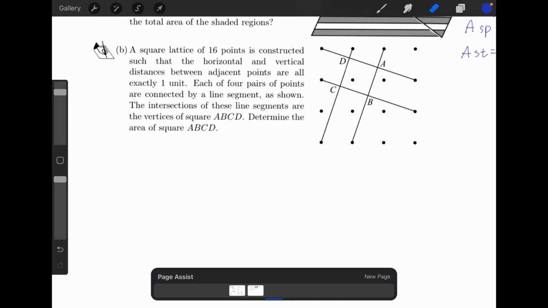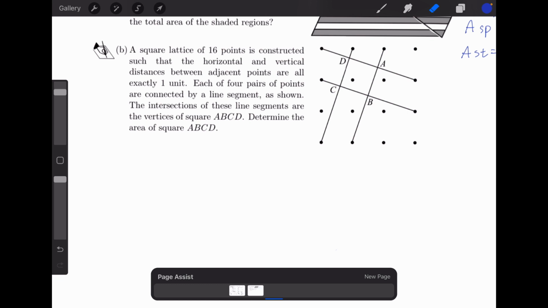Now let's take a look at part B. A square lattice of 16 points is constructed such that the horizontal and vertical distances between adjacent points are exactly 1 unit. Each of the 4 pairs of points are connected by a line segment, as shown. The intersections of these line segments are the vertices of square ABCD. Determine the area of square ABCD.